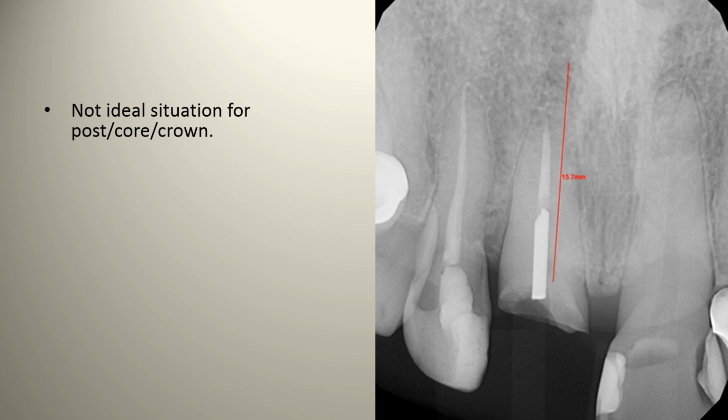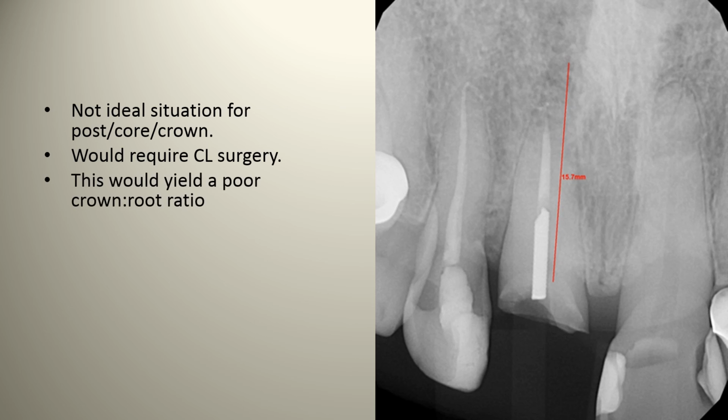In this particular case, it's not really an ideal situation for an additional post-core crown. Once you account for ferrule and the trauma associated with removing whatever type of post she has inside there and placing another crown, it's going to require crown lengthening surgery for this patient so that we don't impinge upon her biological width. This would yield a poor crown to root ratio for this patient.